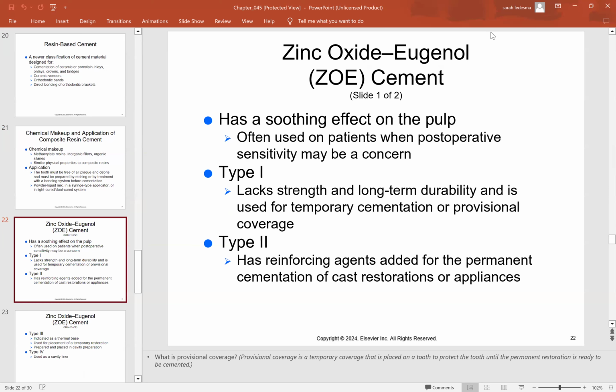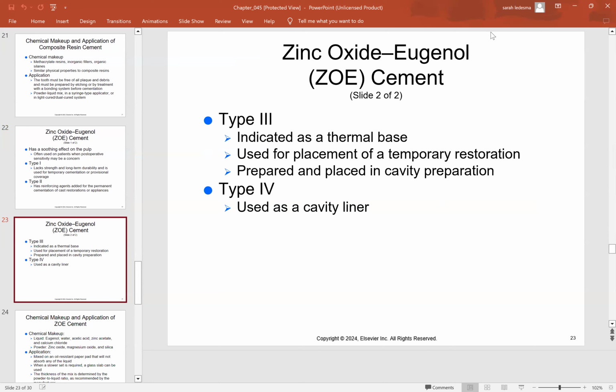Our ZOE, or zinc oxide eugenol, has a soothing effect on the pulp, so it's often used on patients when postoperative sensitivity is a concern. Type 1 lacks the strength and long-term durability and is used for temporary cementation or provisional coverage. And then type 2 has reinforcing agents added, so we can use this for our permanent cement of our cast or appliances. Type 3 is indicated as a thermal base.